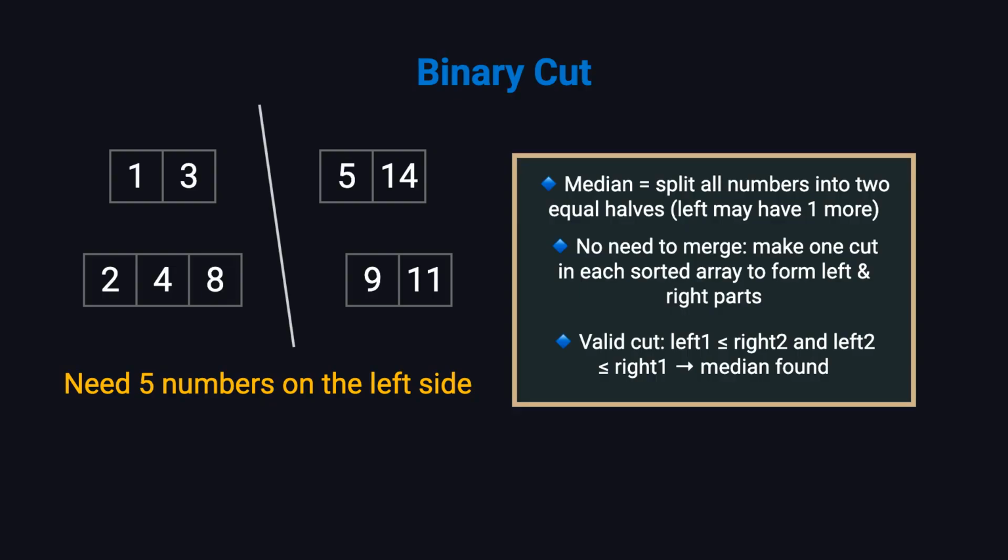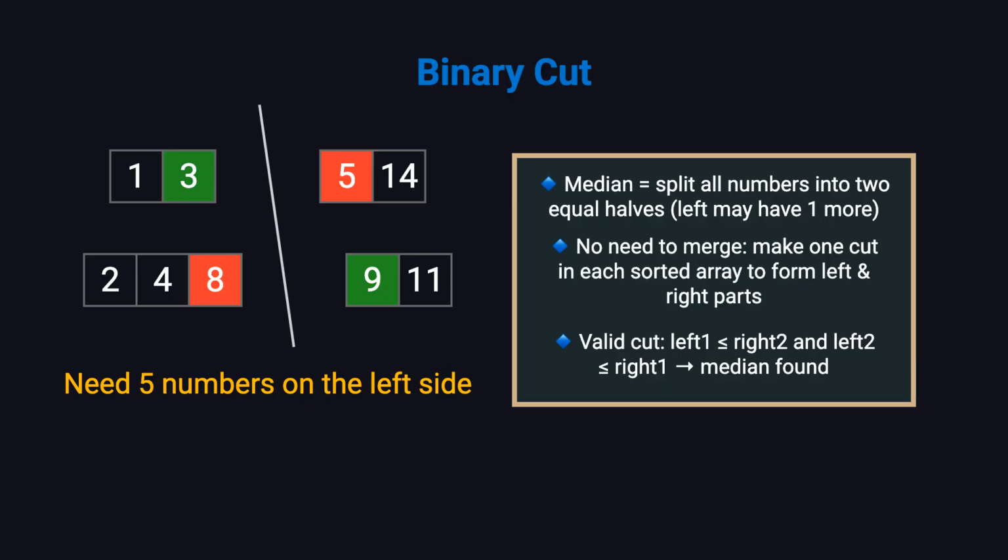We need to verify 2 cross-array conditions. First condition, the largest on the left of numbers 1, which is 3, must be less than or equal to the smallest on the right of numbers 2, which is 9. 3 is less than 9, so that checks out. Second condition, the largest on the left of numbers 2, which is 8, must be less than or equal to the smallest on the right of numbers 1, which is 5. But 8 is greater than 5, so this fails.